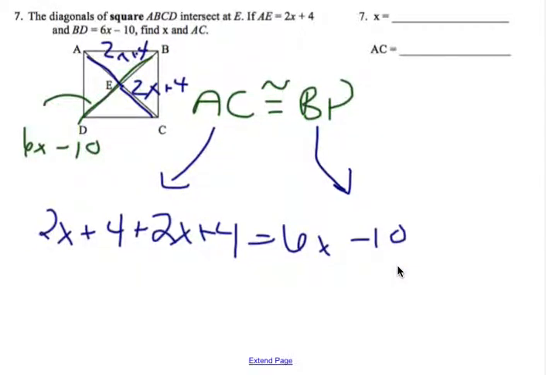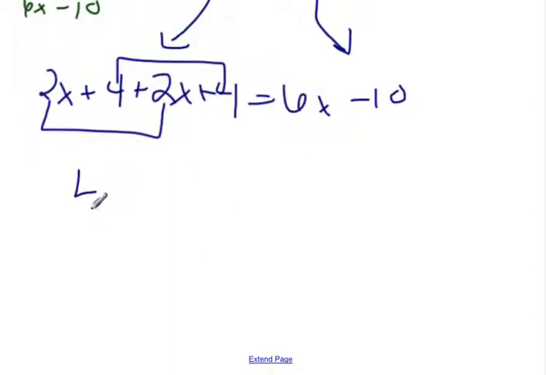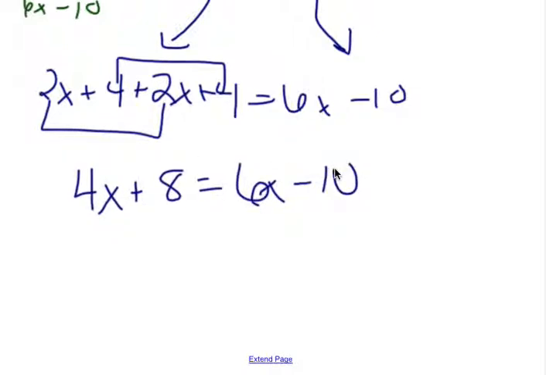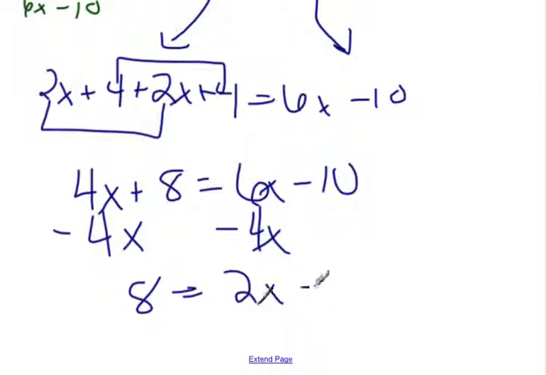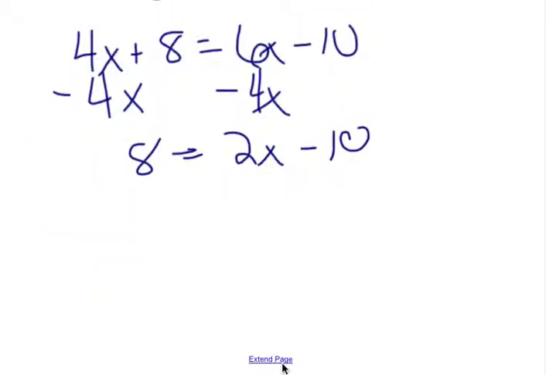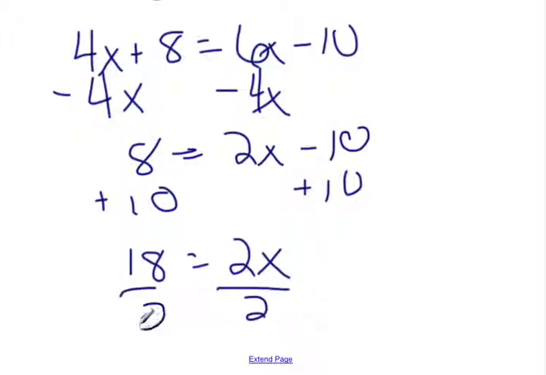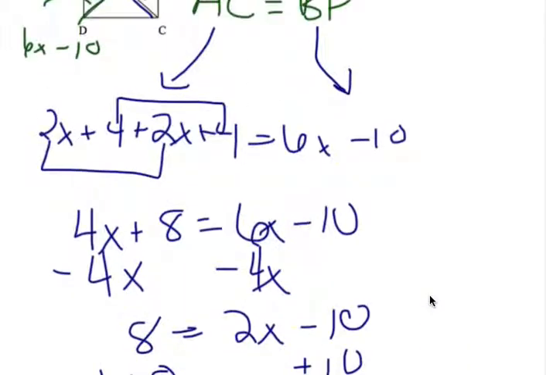So first thing I want to do is combine my like terms on this side. 2x plus 2x is 4x, and 4 plus 4 is 8, and that's going to be equal to 6x minus 10. So since this is a smaller number of x's, I'm going to subtract the 4x to the other side. 6x minus 4x is 2x, and then minus 10. So since that 10 is being subtracted, I need to add it over to the other side. And then I end up getting 18 is equal to 2x. Divide both sides by 2, and I end up getting that x is equal to 9.